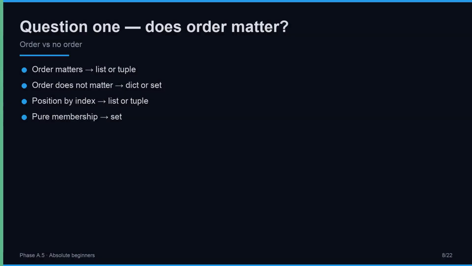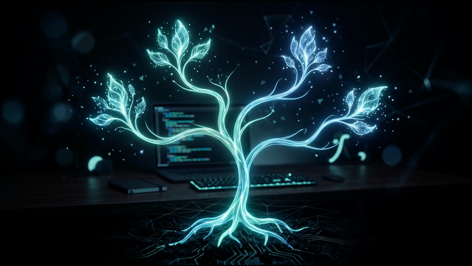First question, does the order of items matter? If yes, if first, second, third means something, you want a list or a tuple. Both keep items in the order you put them, and you reach them by position. If order does not matter, you open up the dict and the set, which are about lookup and membership, not arrangement. So the very first fork in the road is, do my items live in a row? Order leads the way. The path from a fuzzy problem to the right type is shorter than it looks.